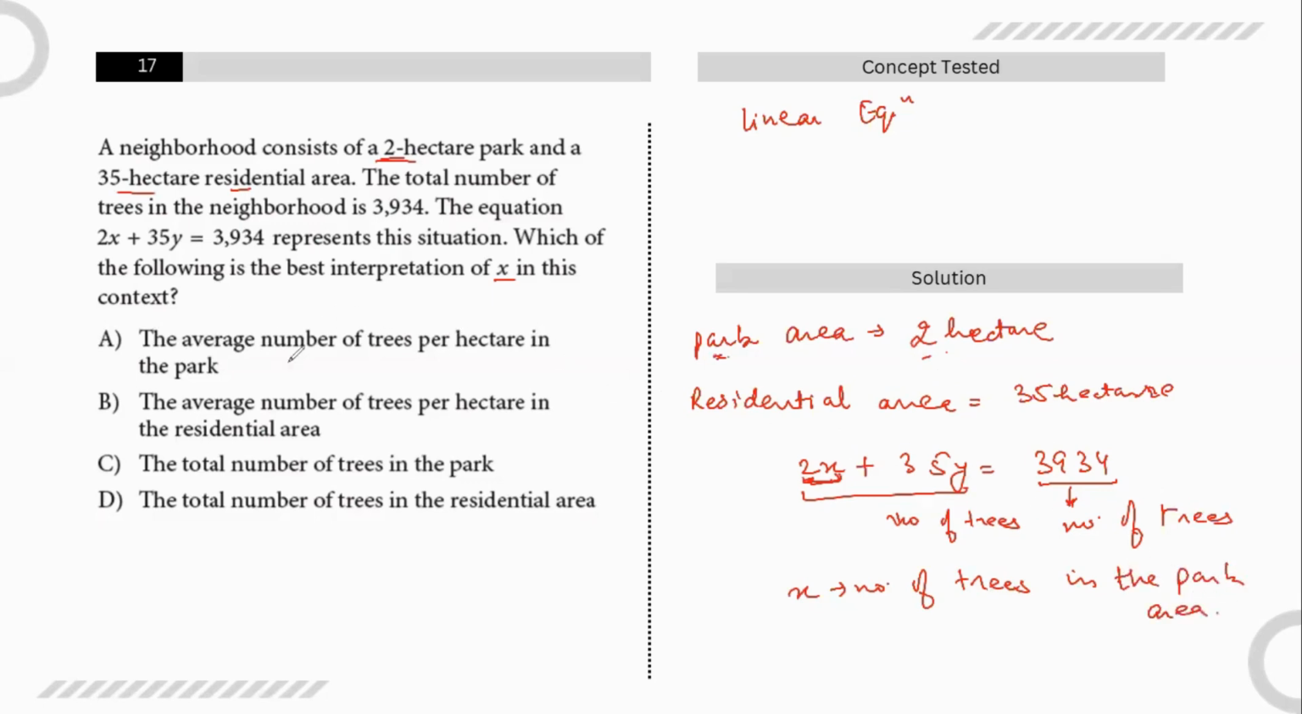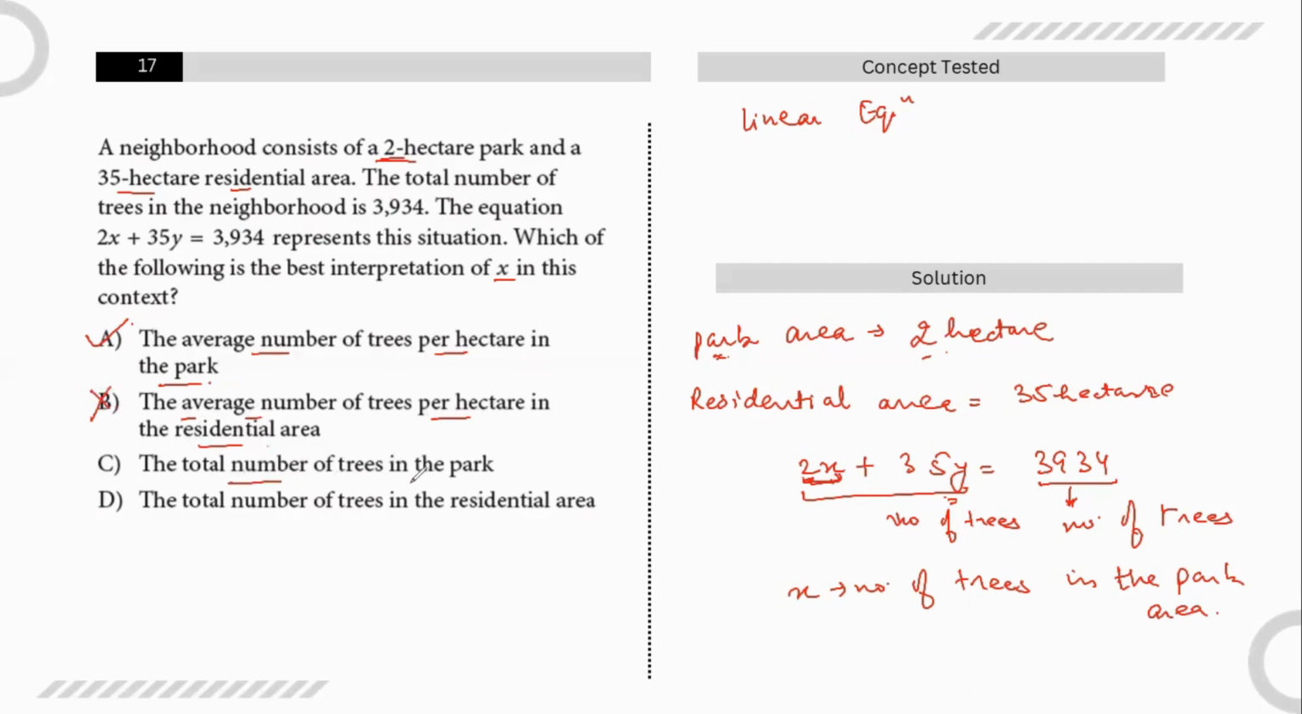That means, if we understand, y also represents what? Average number of trees in the residential area. The question asks us about x, right? That means it has to be nothing else but the average number of trees per hectare in the park area. So that's a good option. Average number of trees per hectare in residential area. No, that is actually y. So this also goes away.